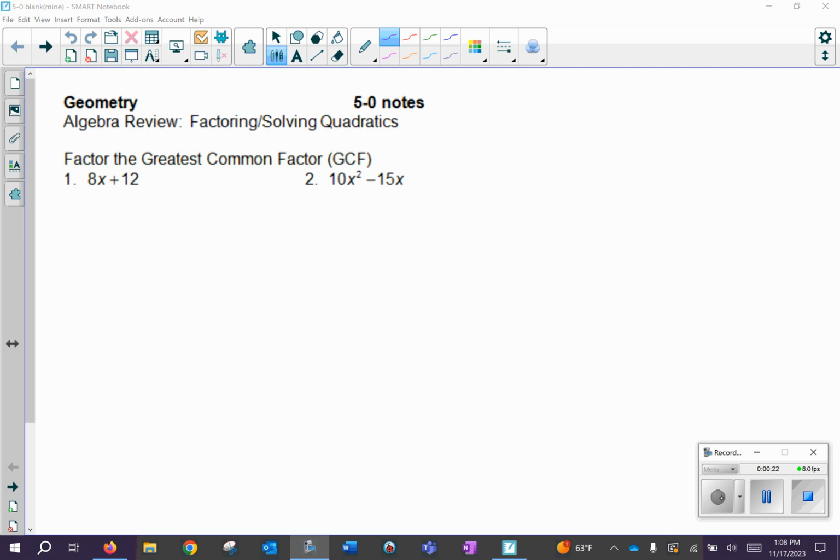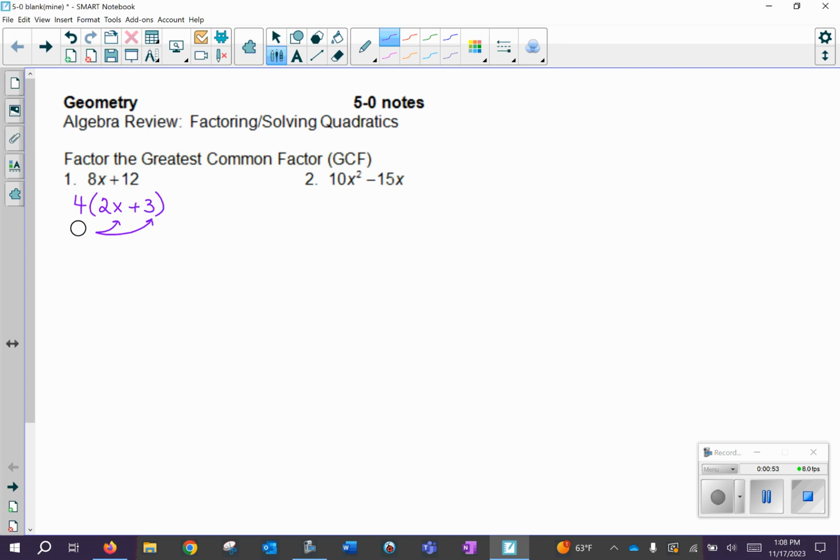Only one of them has an x, so we can't take that out. But as far as the numbers, 8 and 12, the biggest number that goes into both is 4. So if you take out a 4, remember that factoring is the opposite operation of multiplying. So really you should be thinking this. 4 times what will give you 8x? It would be 2x. And 4 times what would give you 12? It would be plus 3.